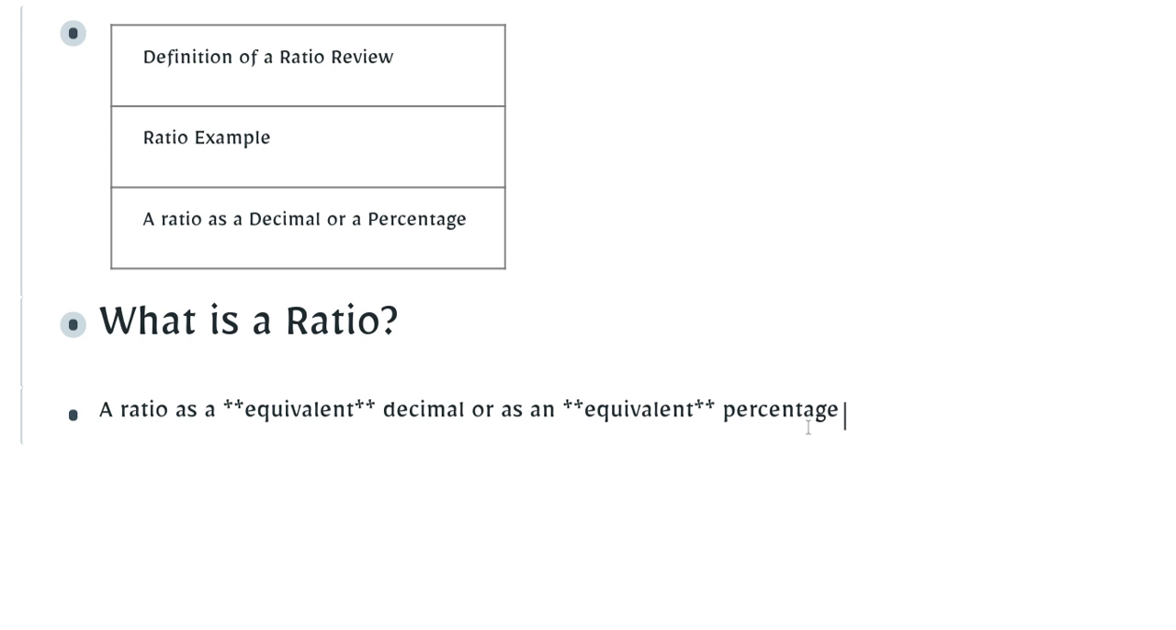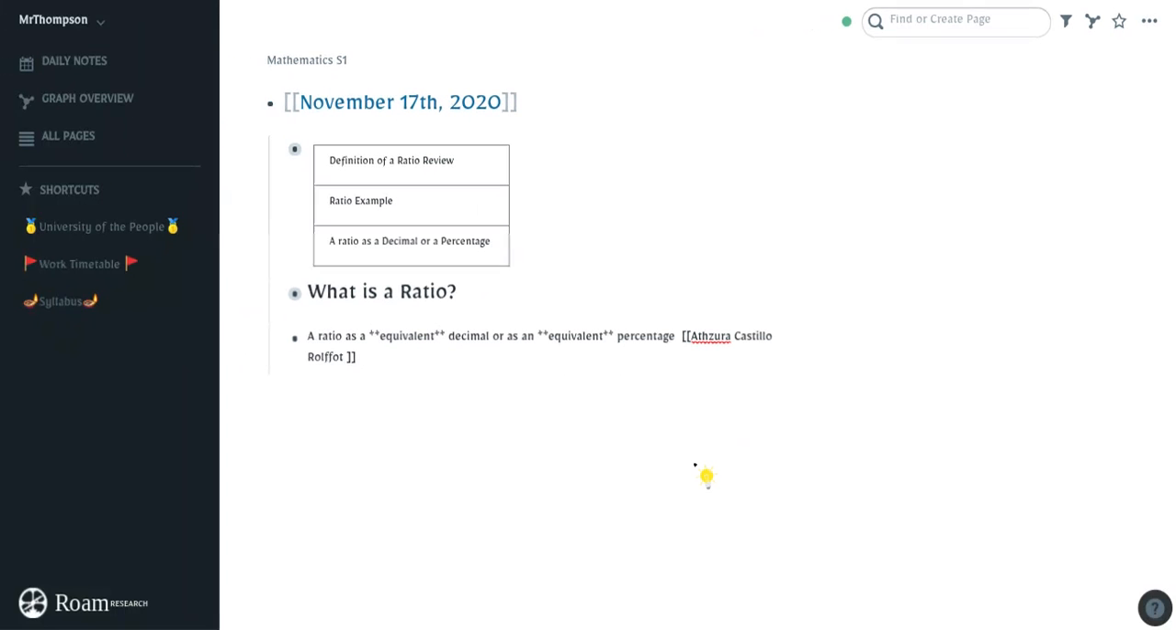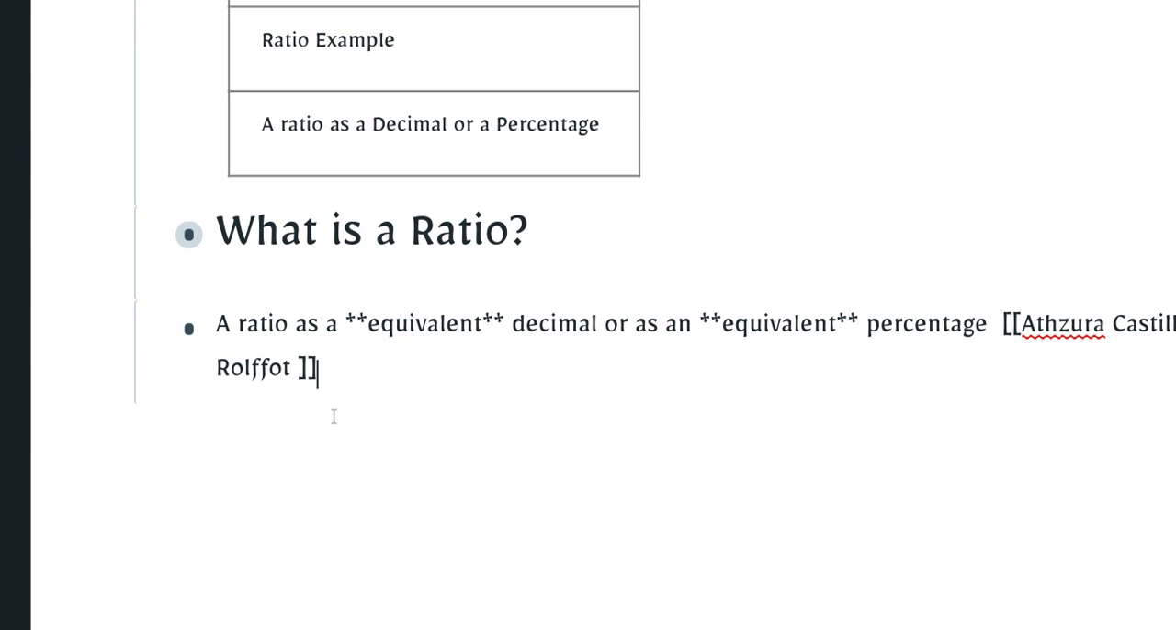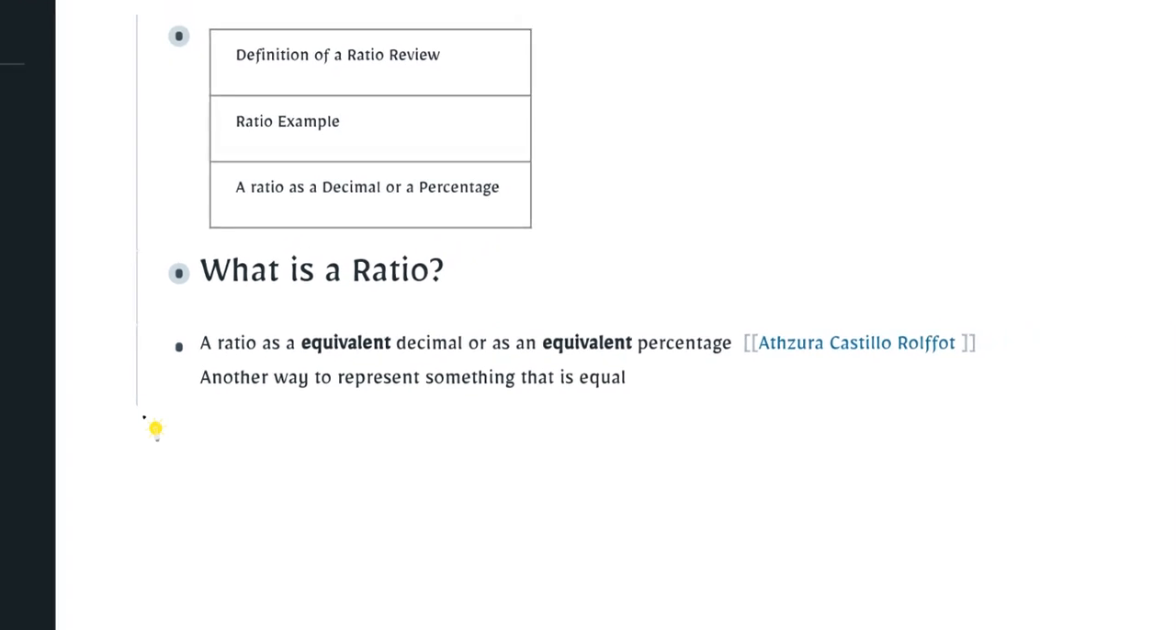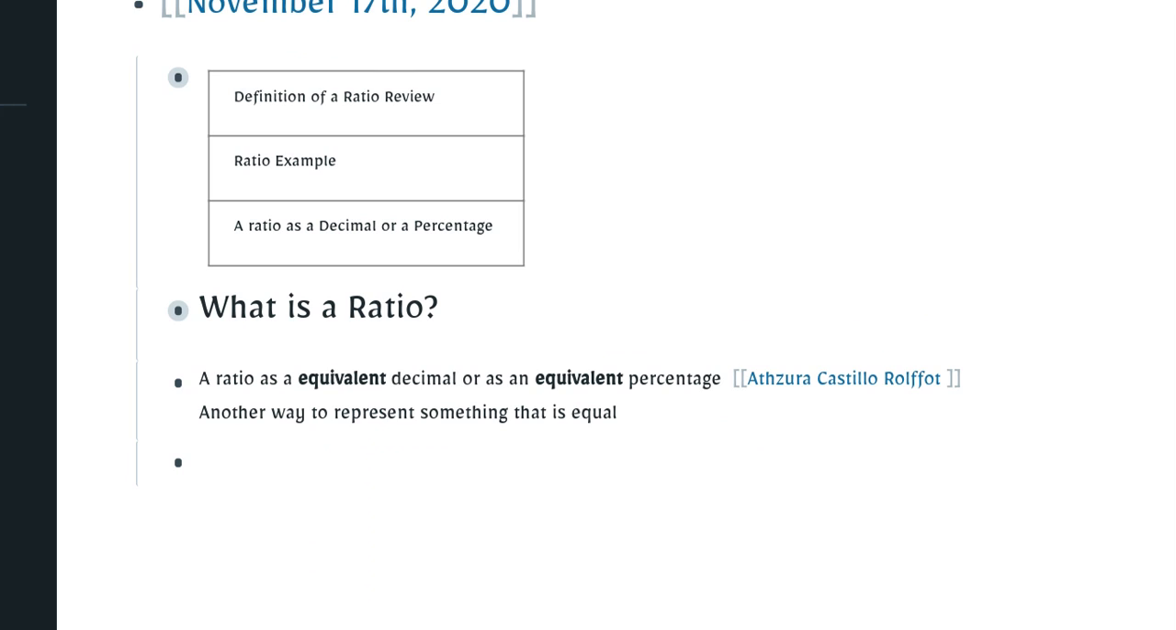What does equivalent mean? Equivalent is like equal to in a way. All right, let's check. But it's not necessarily equal to. So I guess it could be another way to represent something that is equal. Yeah. All right, excellent. And I think that is correct. So 1 point for Ath0. If we talk about an equivalent decimal, then that means that decimal is equal to the ratio. An equivalent percentage is now equal to what we had as a ratio.